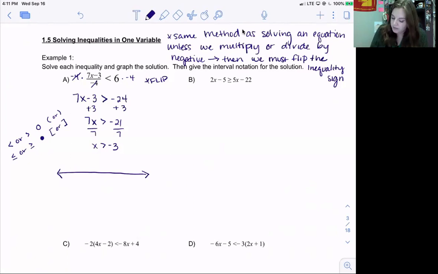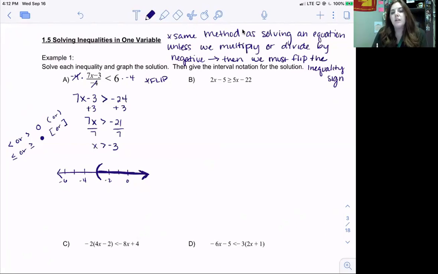So I'm going to make my number line. And since we are greater than, we're going to have a parenthesis. And since it's greater than, we're always going to go the direction in which our inequality is facing. So at negative 3, I'm going to put a parenthesis facing the right. And then we're going to shade everything to the right, and then darken your arrow.